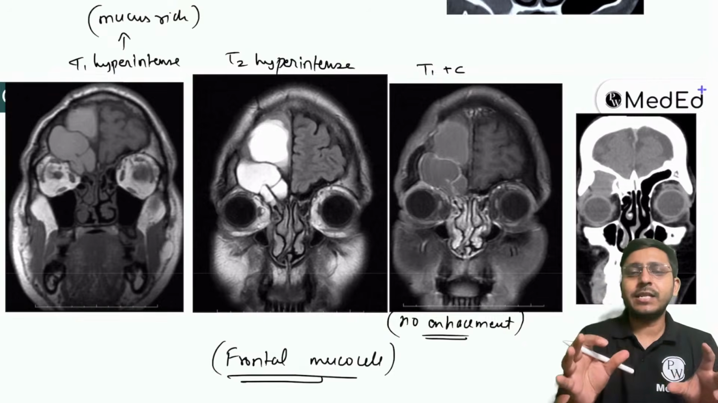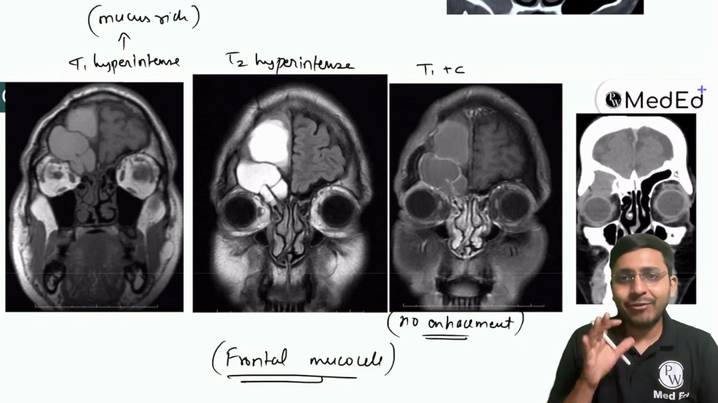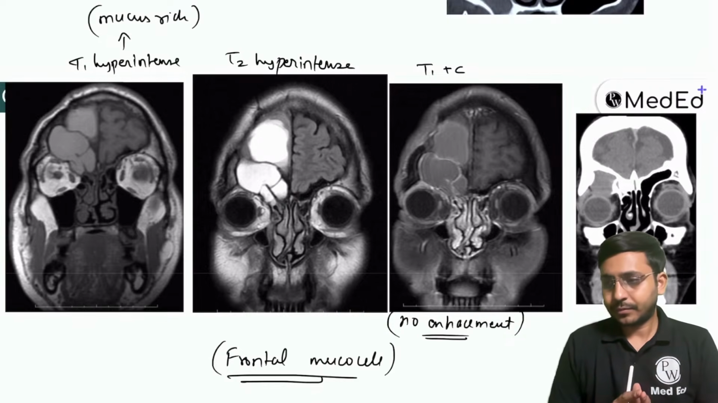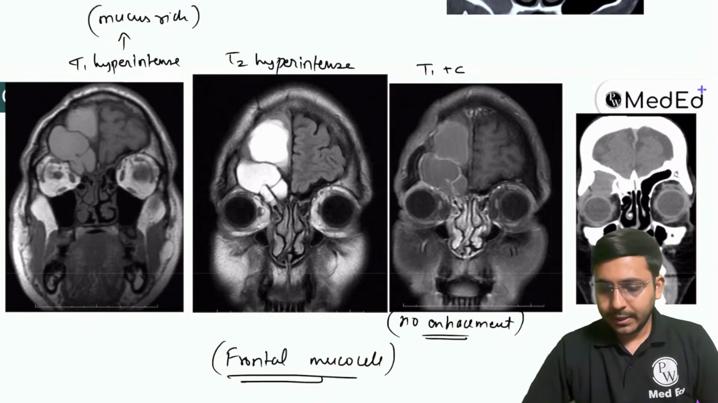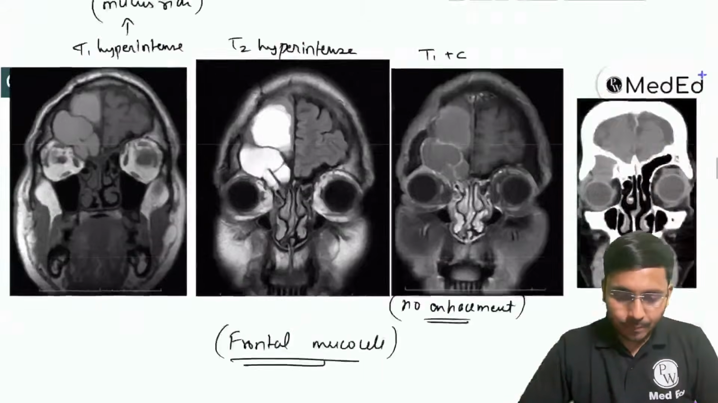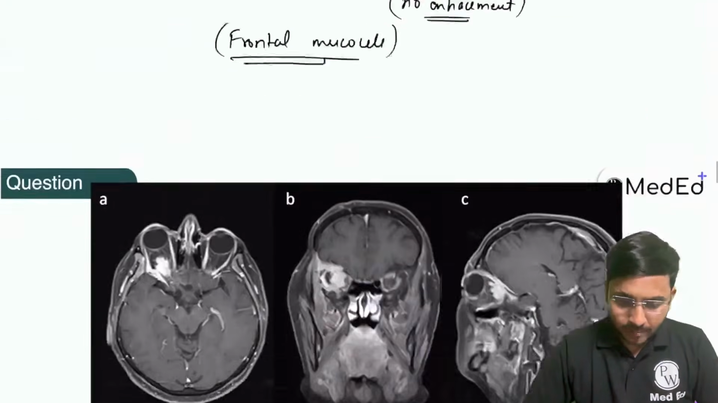Okay, so remember this image. MRI has not been asked, CT was asked previously, but MRI can be asked. It's a very important question. So this is a frontal mucocele. Now how does an optic nerve meningioma look like?